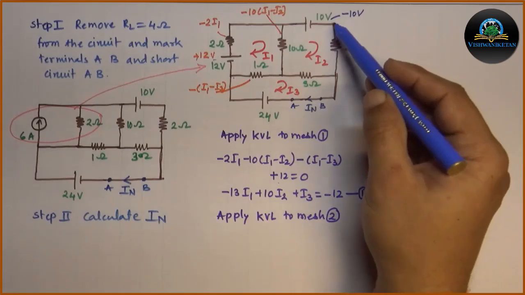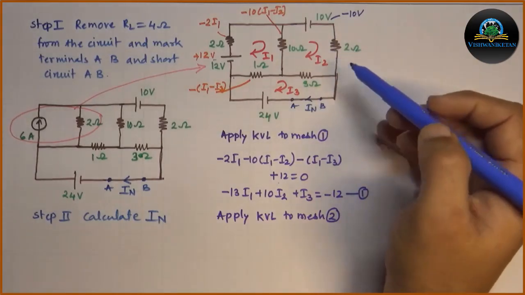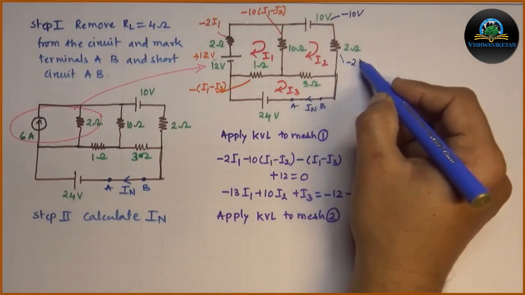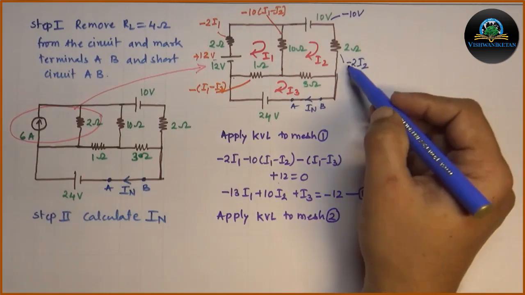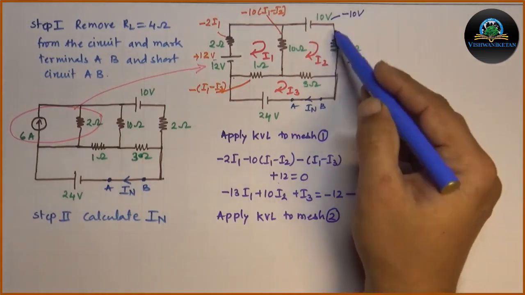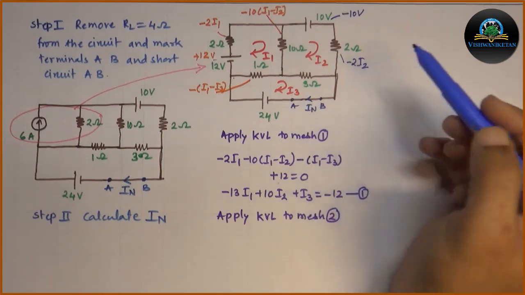Then when I go from mesh in 2 ohm resistor, it will have only a single current, so it will be written as minus 2 I2. This minus sign is because the mesh direction and current direction are the same, hence the voltage drop will be taken as negative as per KVL sign convention.